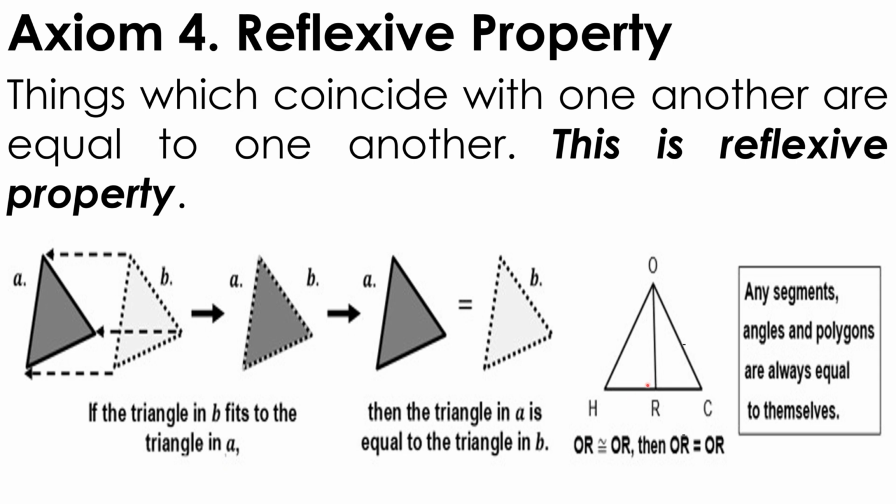Or, in a different figure, segment OR is congruent to segment OR. Then the measurement of segment OR is equal to the measurement of segment OR. Any segments, angles, and polygons are always equal to themselves.